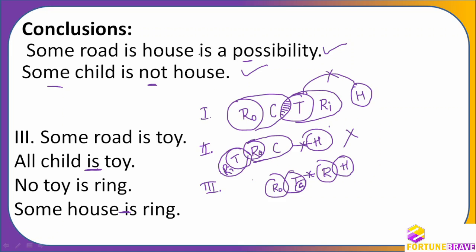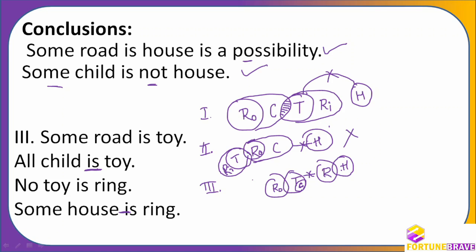Some road is house is a possibility. Oh, no problem. This part and this part can intermingle. Possibility case. Now, some child is not house.